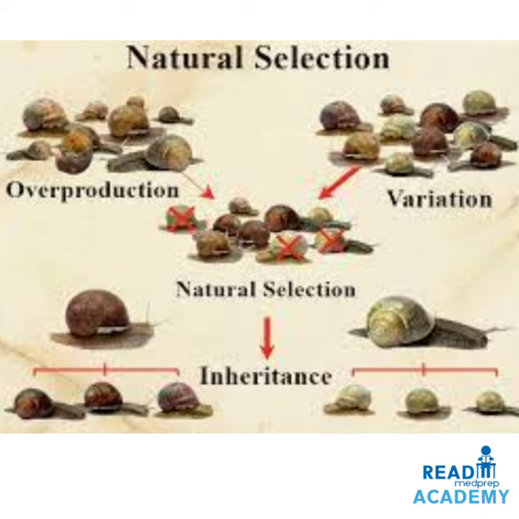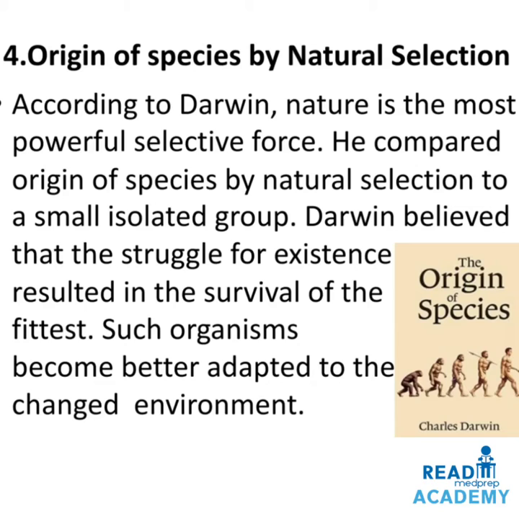The variation that occurs in the animals helps them in natural selection, and these acquired characters are inherited in future generations. Origin of species by natural selection. According to Darwin, nature is the most powerful selective force. He compared origin of species by natural selection to a small isolated group. Darwin believed that the struggle for existence resulted in the survival of the fittest. Such organisms become better adapted to the changed environment.